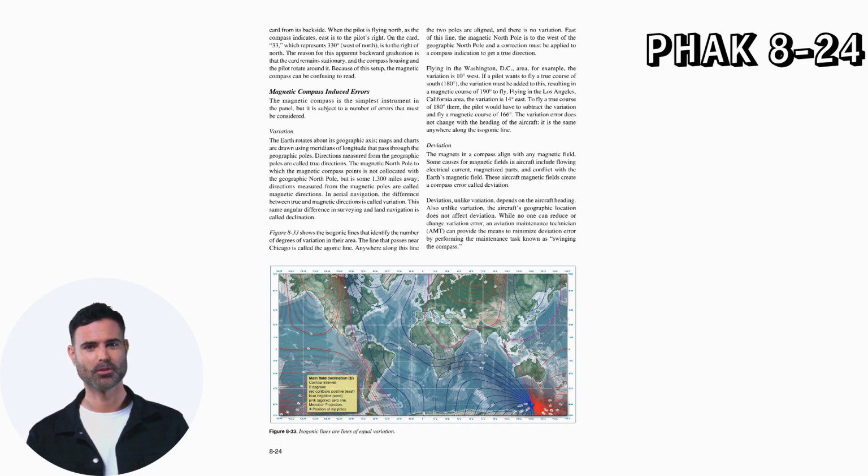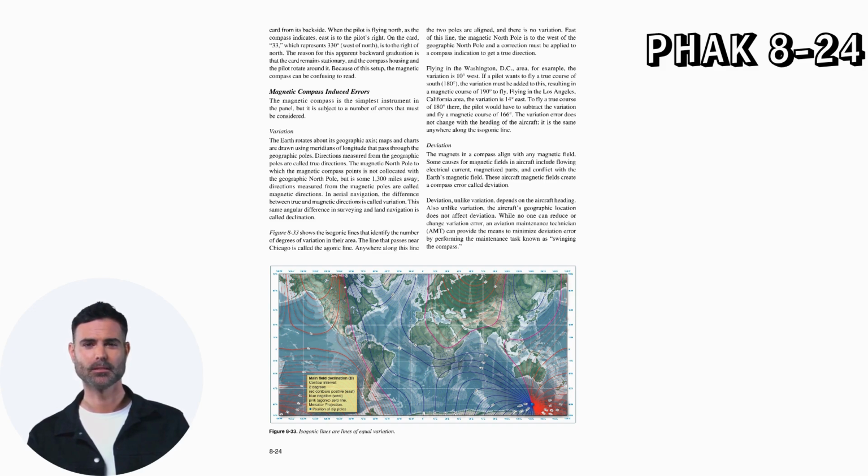Variation. The Earth rotates about its geographic axis. Maps and charts are drawn using meridians of longitude that pass through the geographic poles. Directions measured from the geographic poles are called true directions. The magnetic North Pole to which the magnetic compass points is not collocated with the geographic North Pole, but is some 1,300 miles away. Directions measured from the magnetic poles are called magnetic directions. In aerial navigation, the difference between true and magnetic directions is called variation. This same angular difference in surveying and land navigation is called declination.